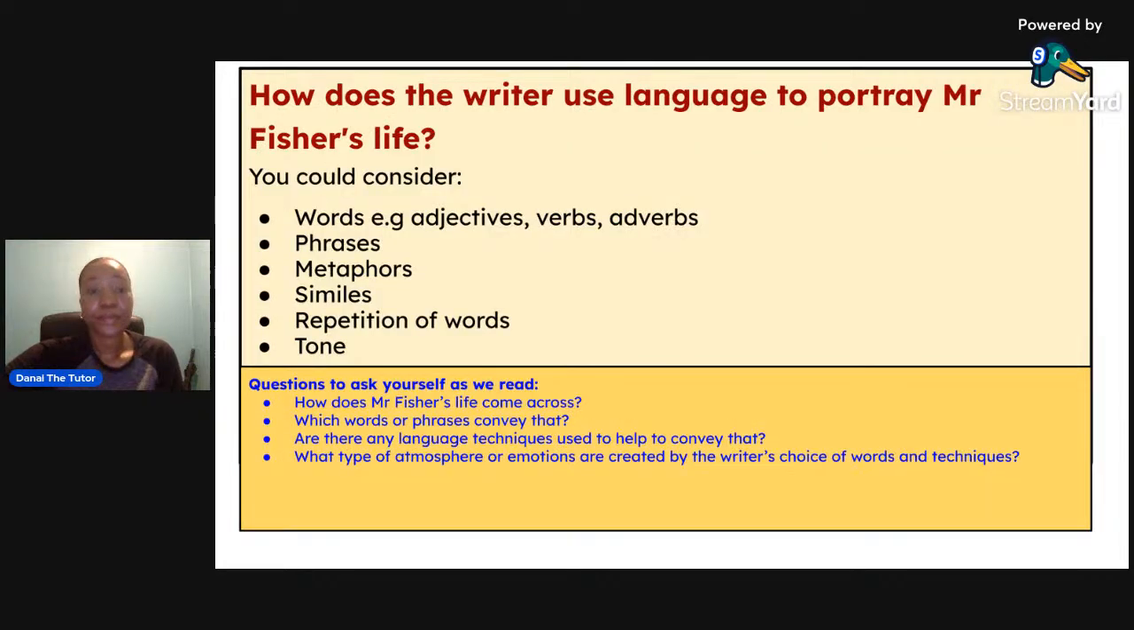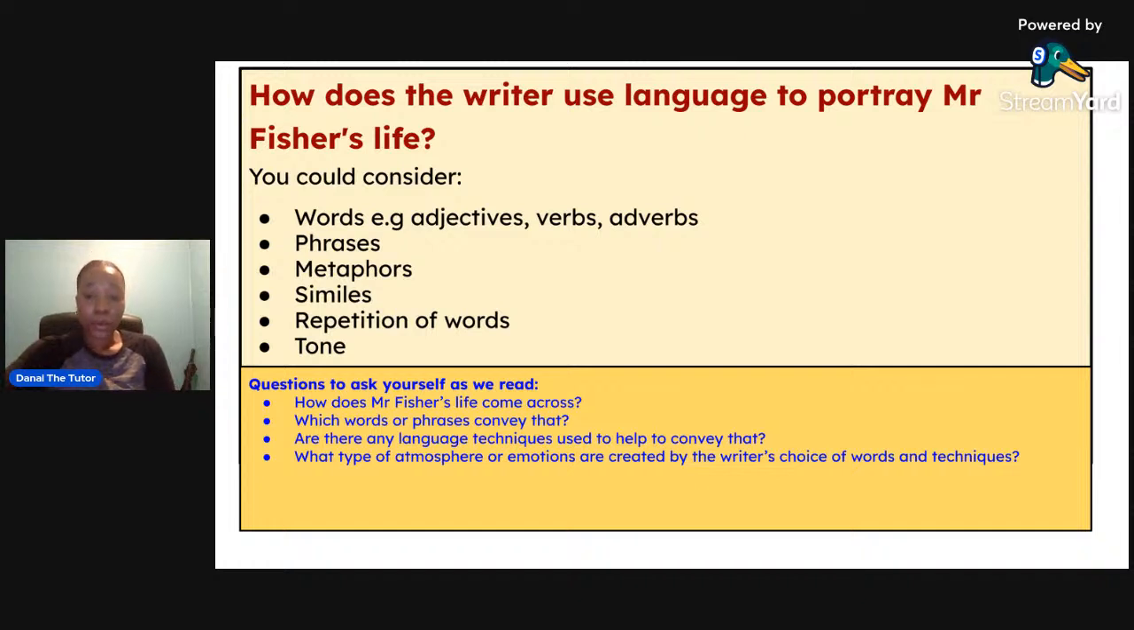Good. The question we're looking at today is, how does the writer use language to portray Mr. Fisher's life? You should have an extract already sent to you. If you don't have that extract, I will be displaying it on the screen and displaying quotes as we go along, but hopefully you should have that in front of you because that would help.